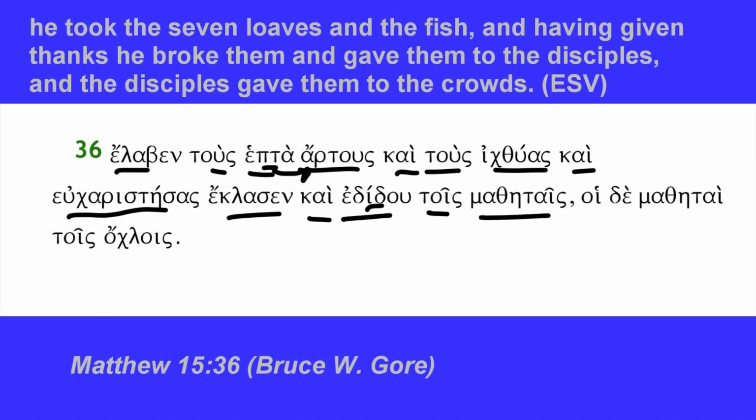Tois mathetais, indirect object, dative plural, to the disciples. In turn, hoi mathetai, the disciples, now in the nominative, tois ochlois, to the crowds. So we have this, again, a rather astonishing display of the power of Christ as he can take such a small amount and multiply it that it becomes sufficient for such a great multitude.